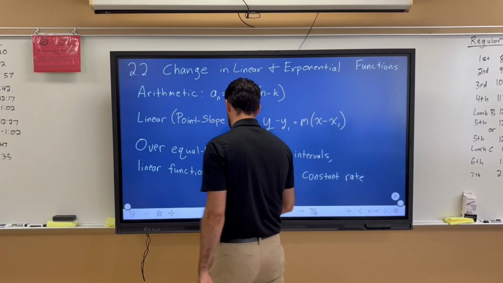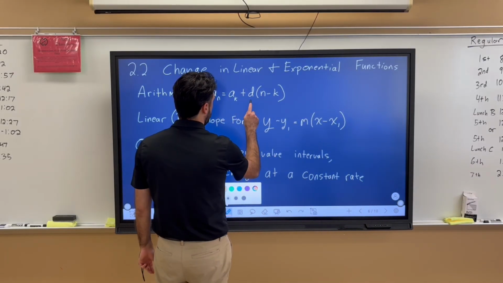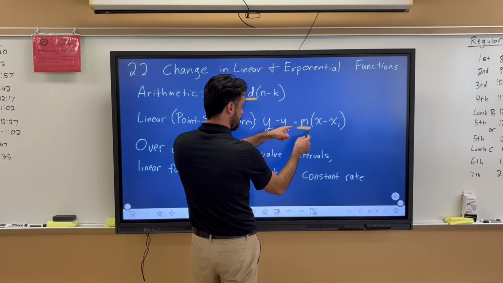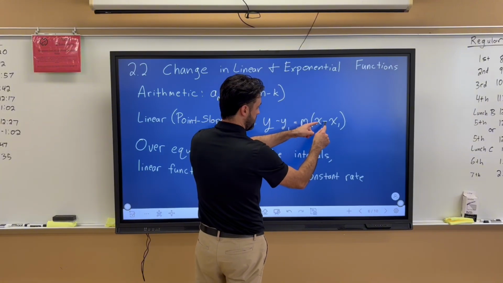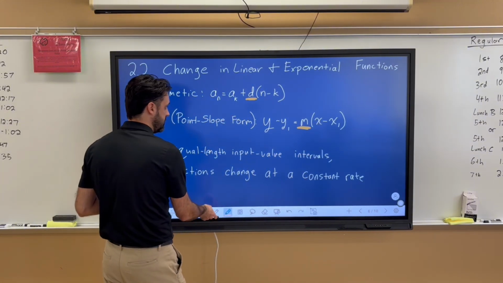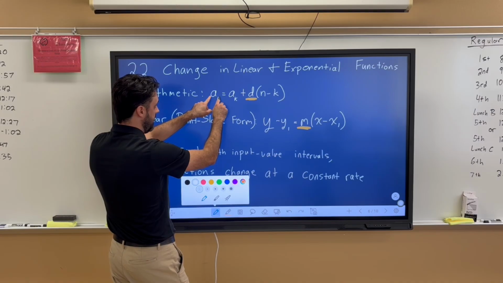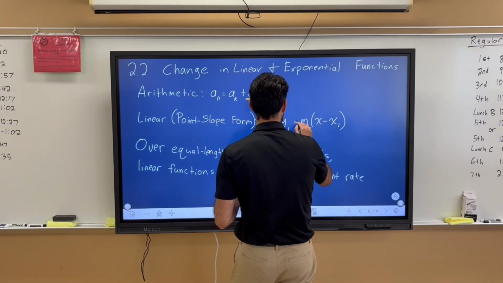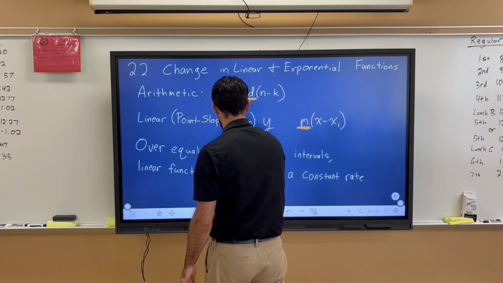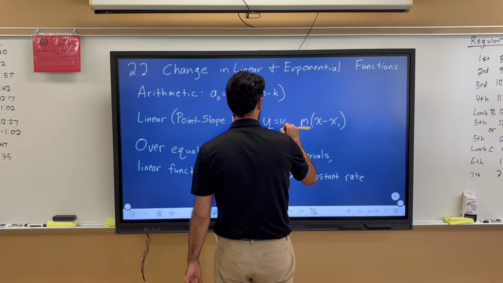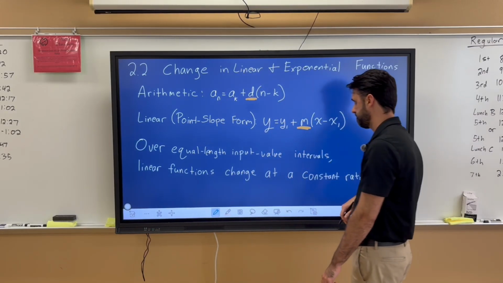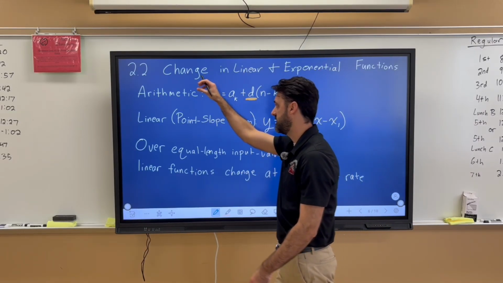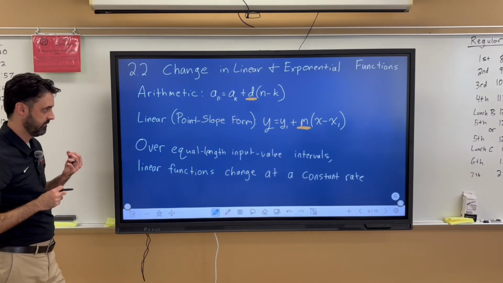So what lines up in these two formulas? d is the same thing as m. So the common difference is just our slope. n minus k is like x minus x1. The only thing that looks different is we've got a sub n equals a sub k, where this is y minus y1. But if we just added that y1 over to the right, now it says y equals y1 plus this. All right, so again, the connection here is that arithmetic sequences are very similar to linear functions.